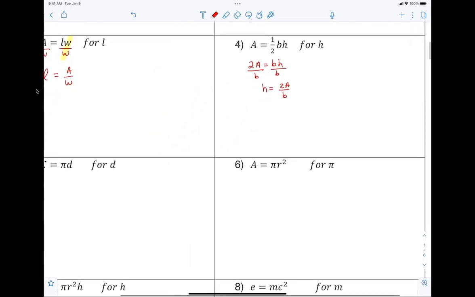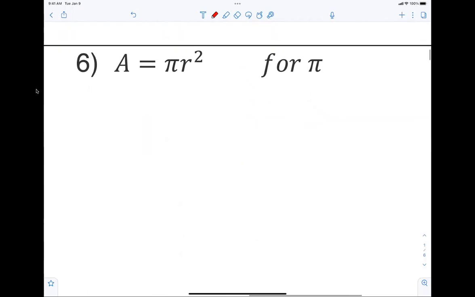So what I'd like to do now is look at number six. Everybody take a look at number six. I'm solving for pi, so I need to eliminate the what? The r squared. So I'm going to divide both sides by r squared. You're getting the hang of it now. So now pi is the area divided by the radius squared. I know you all recognize that's just the formula for the area of a circle.